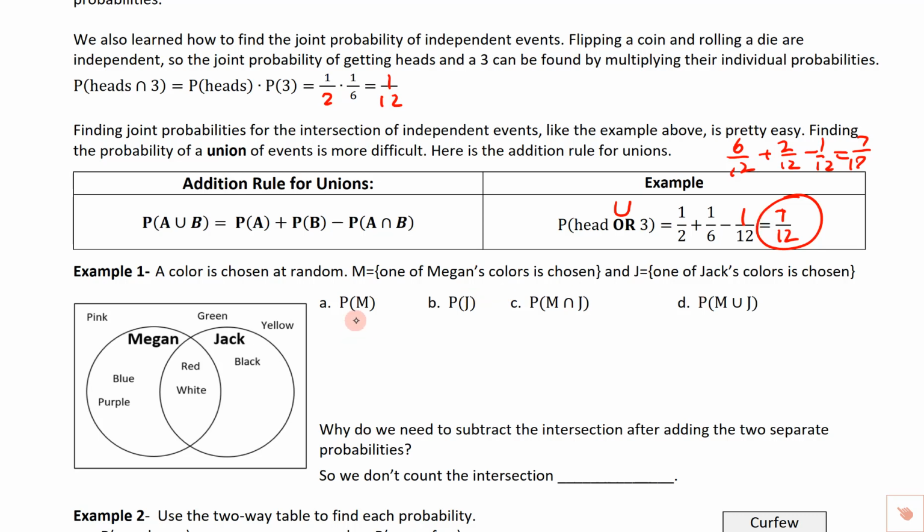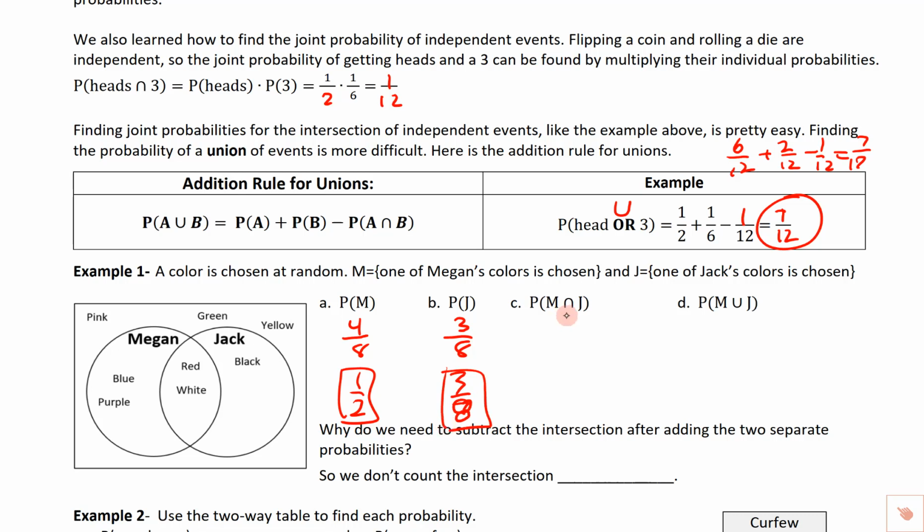Okay, we want to find the probability of Megan. So the probability of Megan's colors: how many colors altogether? There are 8. How many colors are Megan's? 4. So her probability is 1/2. Probability of Jack? Again, 8 outcomes in the sample space altogether. Jack has 3 colors. So that doesn't reduce at all, so that's going to be 3/8.